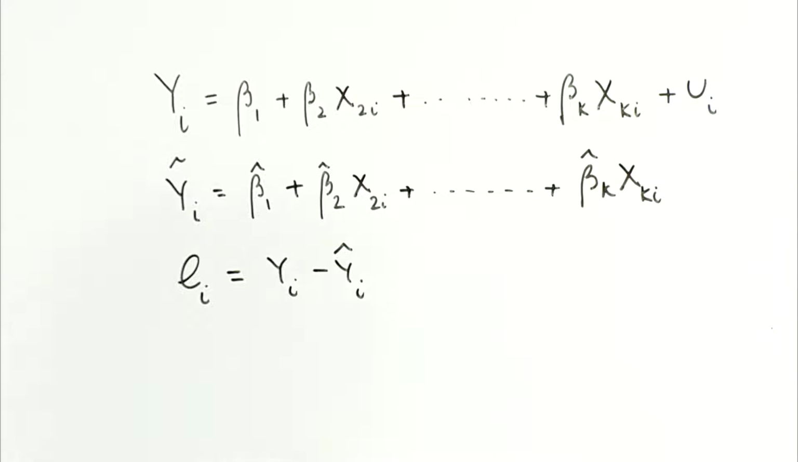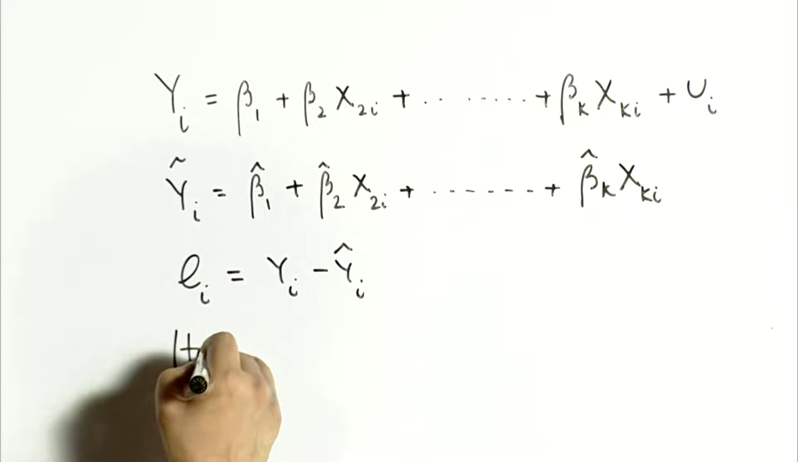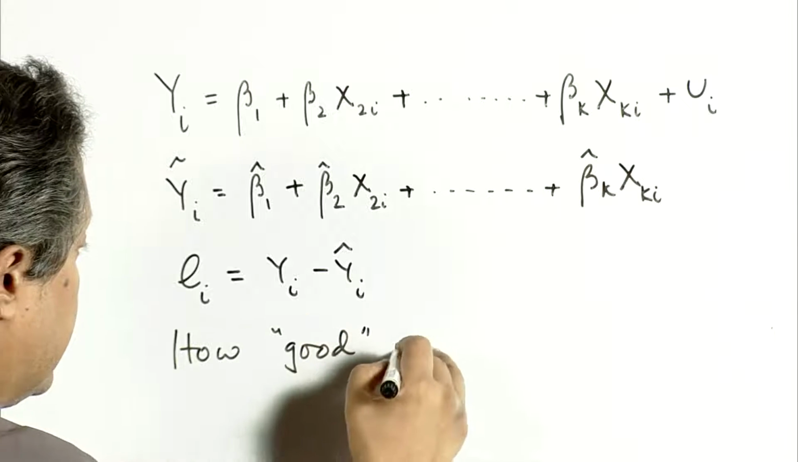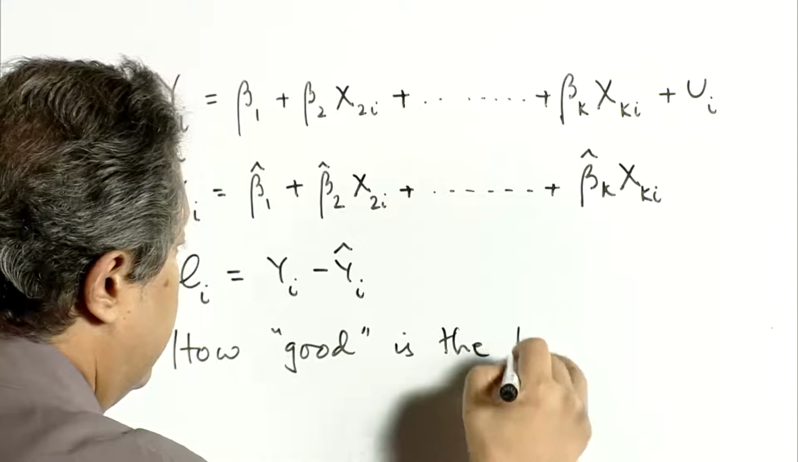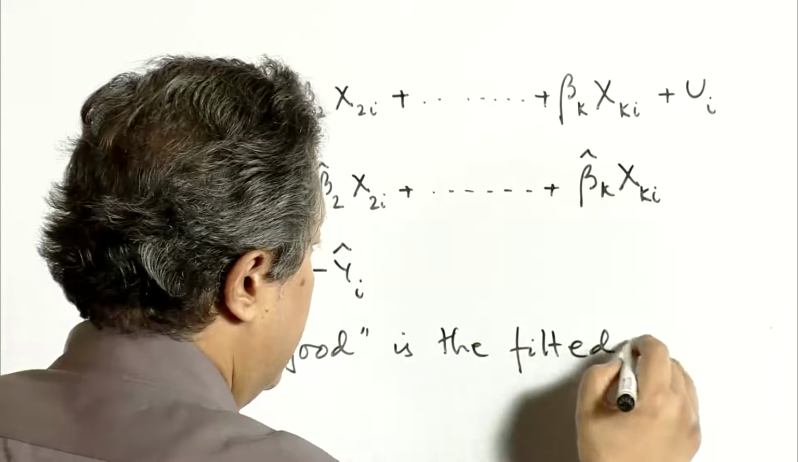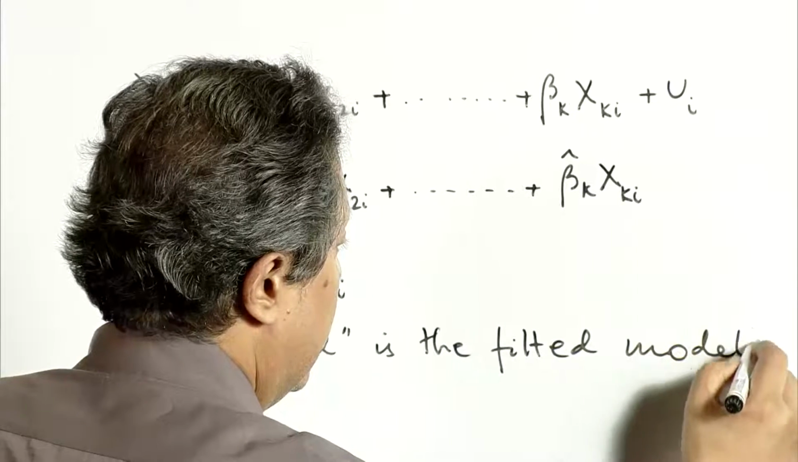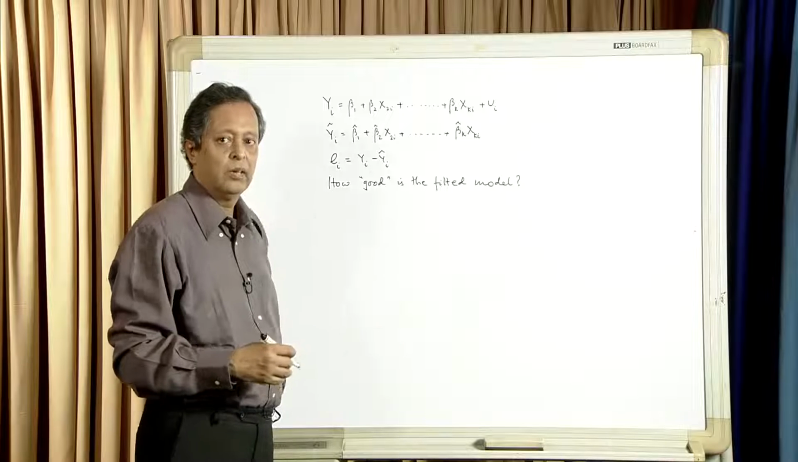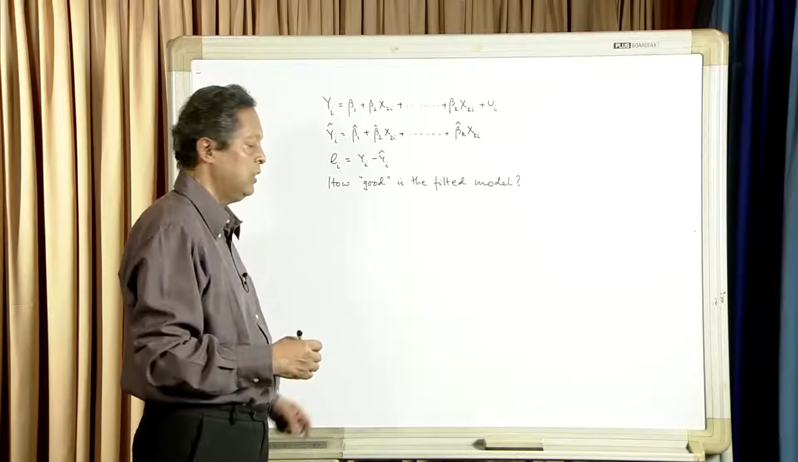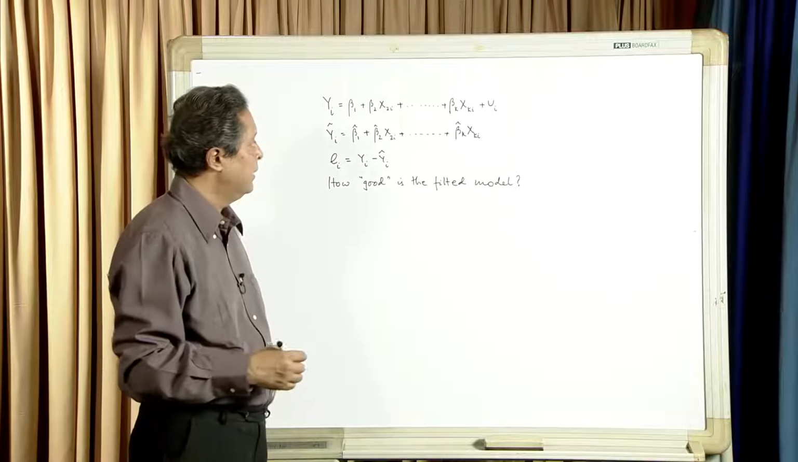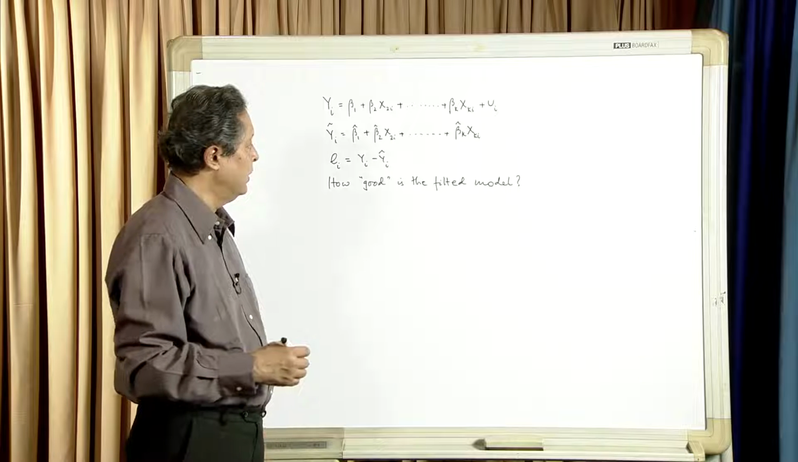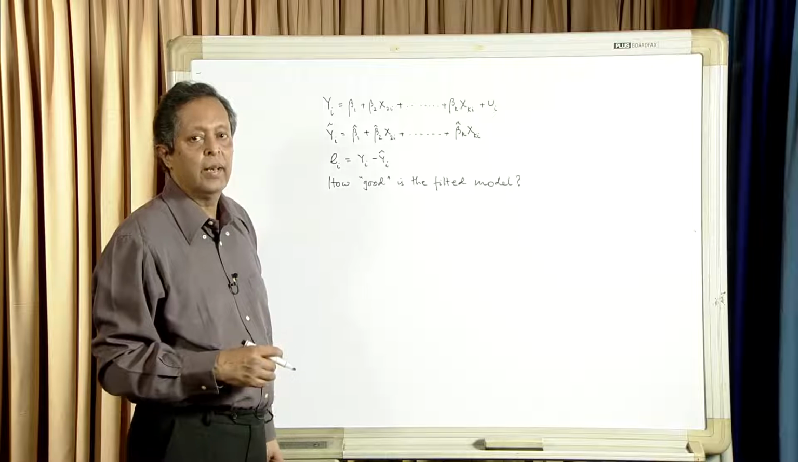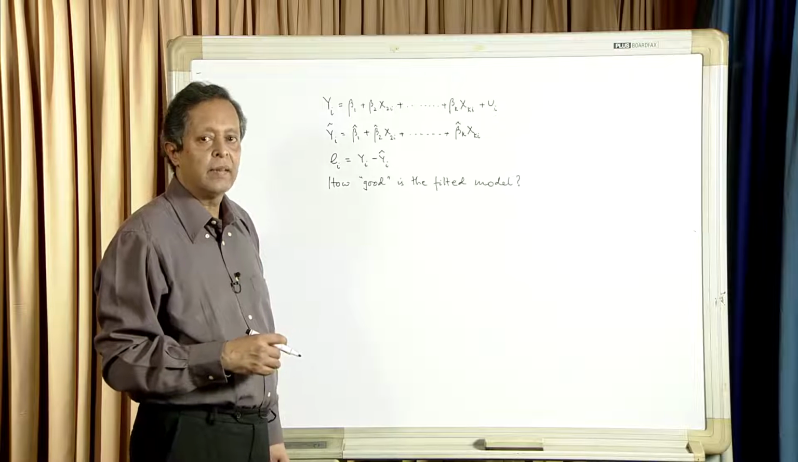So, the question arises, how good is this fitted model? That is basically the topic called goodness of fit. To understand the goodness of fit, first we will focus on a decomposition of the total sum of squares into explained sum of squares and residual sum of squares.